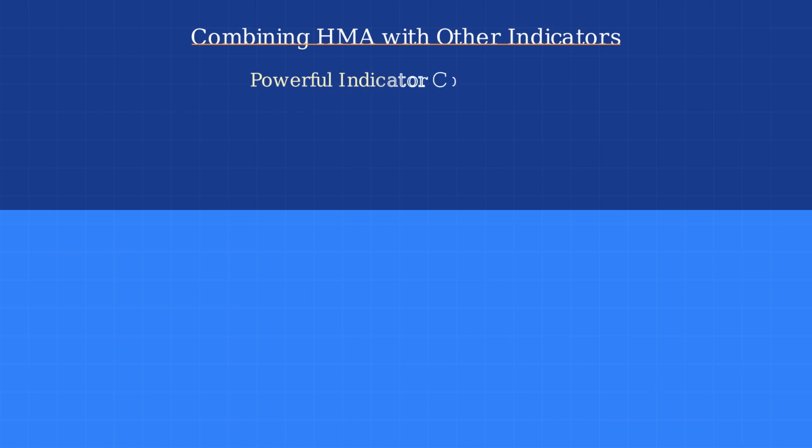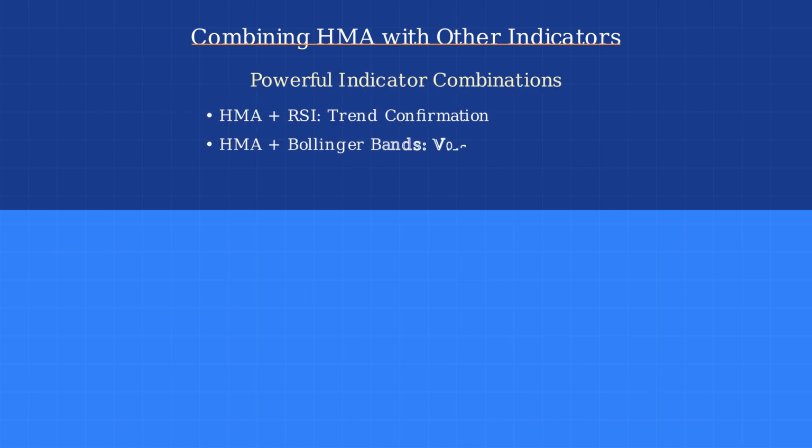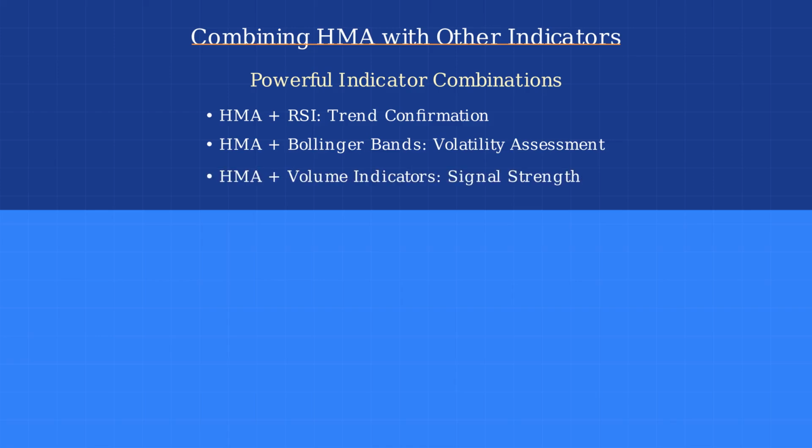There are three particularly powerful combinations we'll explore today: HMA with RSI for trend confirmation, HMA with Bollinger Bands for volatility assessment, and HMA with volume indicators for signal strength.